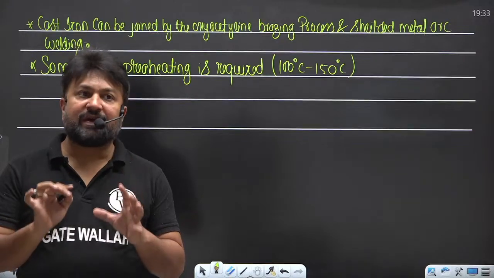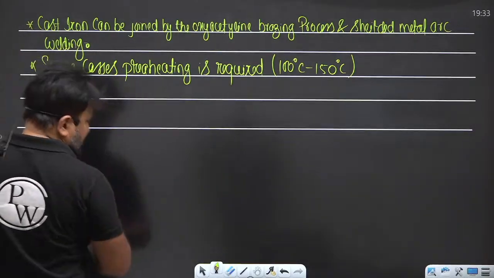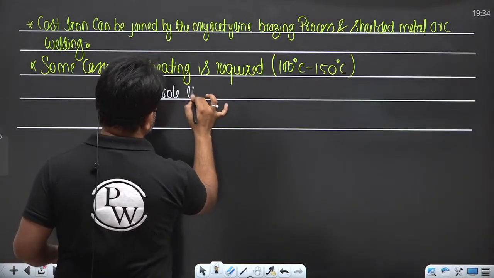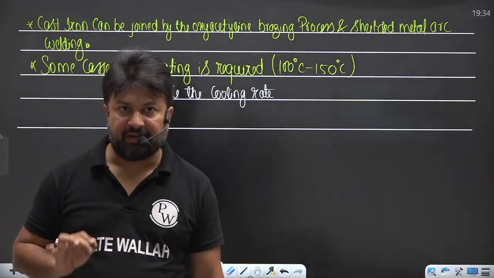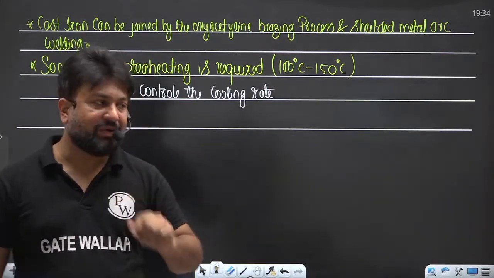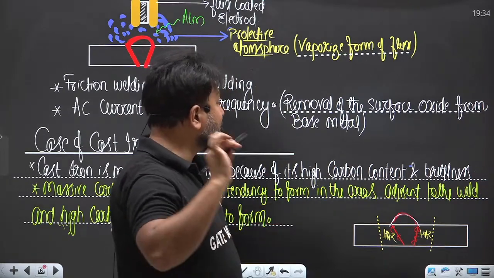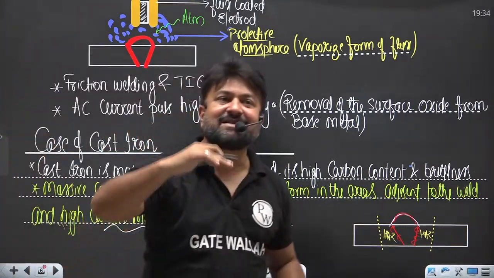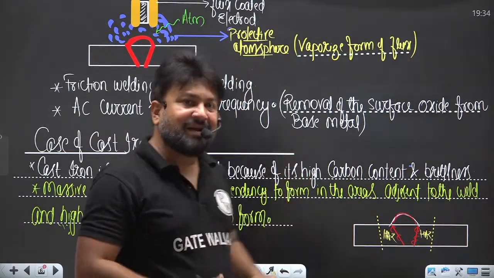If it is required, basically we have to control the cooling rate. Why are we doing this? It helps to control the cooling rate. In the heat affected zone, martensite gets formed because of improper cooling rate. When the cooling rate can be controlled, then the formation of martensite gets reduced. If the formation of martensite is reduced, then what happens? The joint gets good.